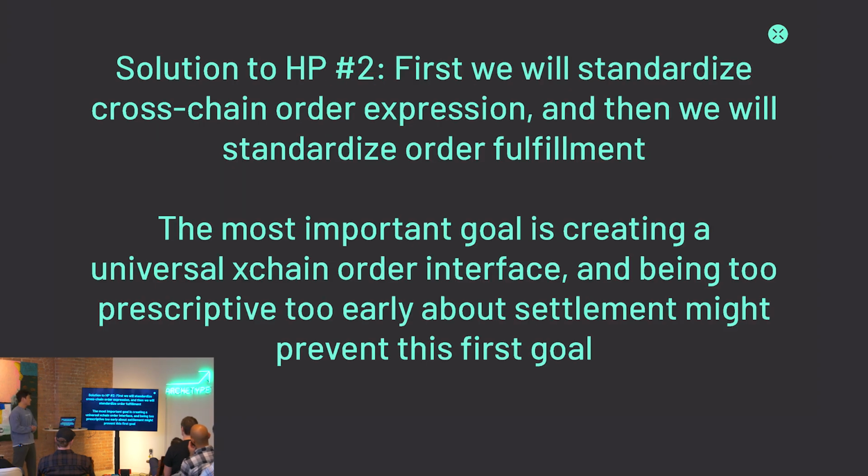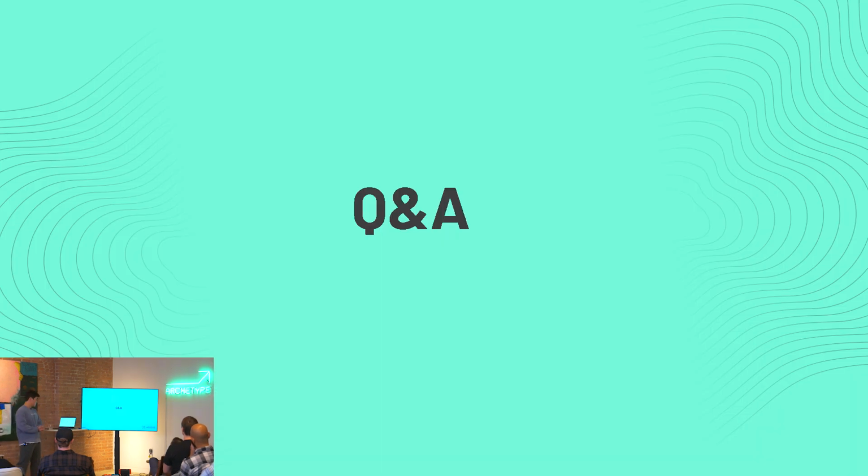And so I think it's actually not a good thing if we're too prescriptive about how a bridge should look or how settlement should look, because that might hinder the first goal, which is creating a universal cross-chain order interface. And so I think it's of the utmost priority in order for us to solve this interop problem to solve the mail addressing problem. And that's it.